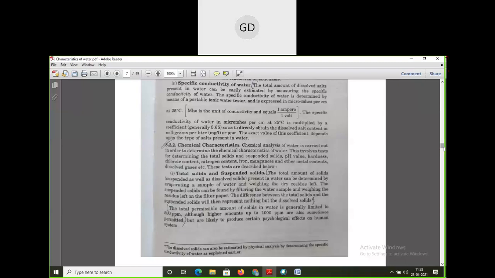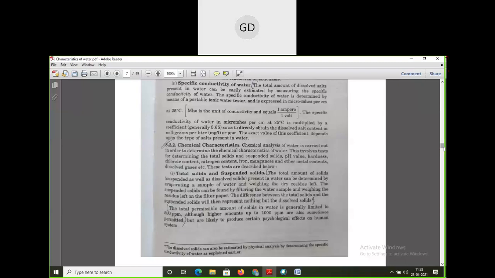That means they are telling us the suspended solids and the dissolved solids of the water sample is this much. Now how will you find out the total amount of solids present in water? By a simple experiment. What is the experiment? You take a water sample and you evaporate it.